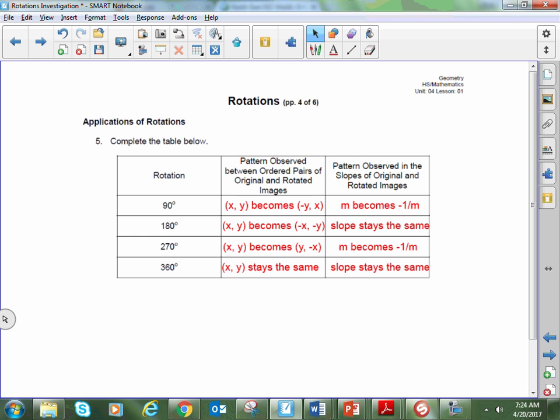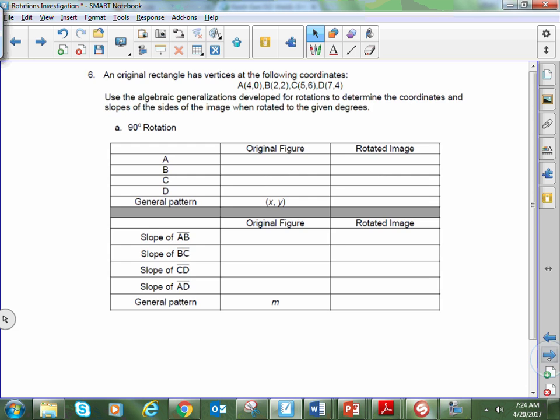So with the slopes, with a 90 and 270 degree rotation, the slopes are opposite reciprocals, meaning they would be perpendicular to the pre-image. And for 180 and 360, the slopes would not change, they would stay the same.